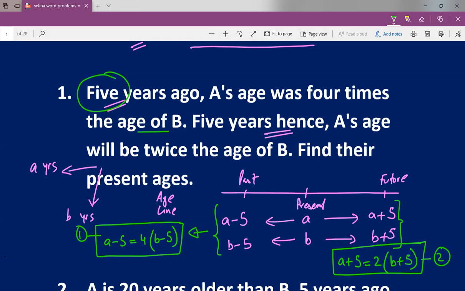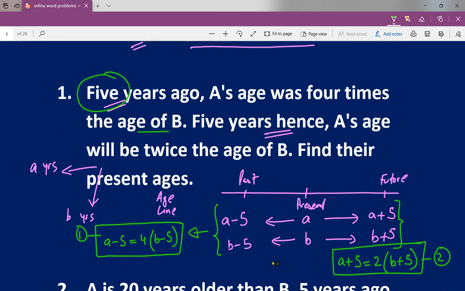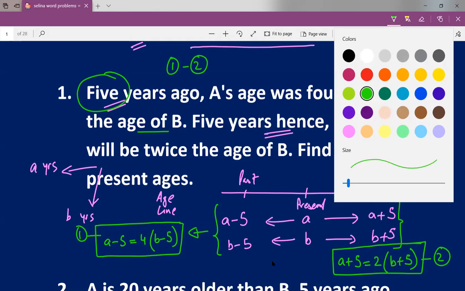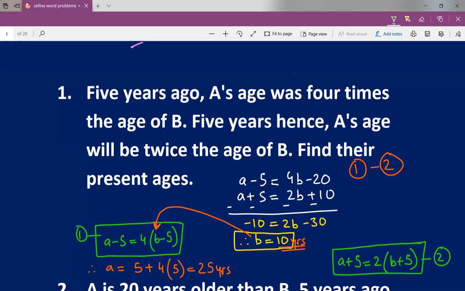Now, if you look at these two equations, what you will find is that it is very easy to get the solution if I subtract A and B. Why? Because I can see that this and this will get cancelled if I subtract A and B. So let us do that. So I've solved this equation using 1 minus 2. This is my first equation. This is my second equation.